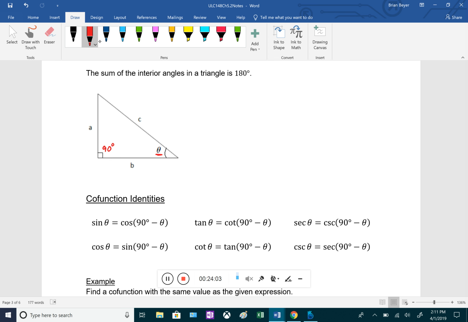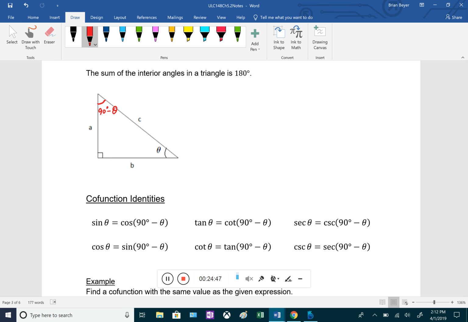So if one of them is called theta, then the other one right here, we can rewrite that in terms of theta. We know that this one and this one have to add up to 90 degrees, because the right angle is already 90 degrees of the 180 degrees. So there's 90 degrees remaining. So that means theta plus this other one has to equal 90. If we solve that for this missing angle over here, we can say that this equals 90 degrees minus theta.